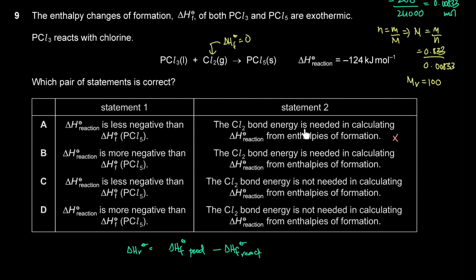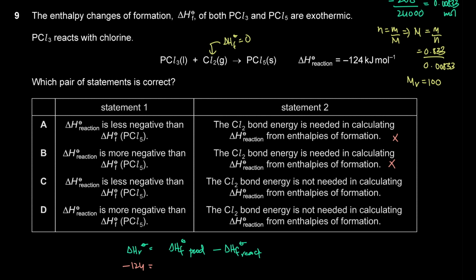So we don't need the bond energy for chlorine if we want to calculate the enthalpy change of the reaction from the enthalpies of formation. As long as we have the enthalpy of formation of PCl5 and PCl3, we can calculate the enthalpy change of the reaction, which means that option B is also incorrect. Now option C says delta H reaction is less negative than the standard enthalpy change of formation of PCl5. Now the enthalpy change of the reaction is negative 124. What does that tell you about the enthalpy change of formation of the products and the reactants?